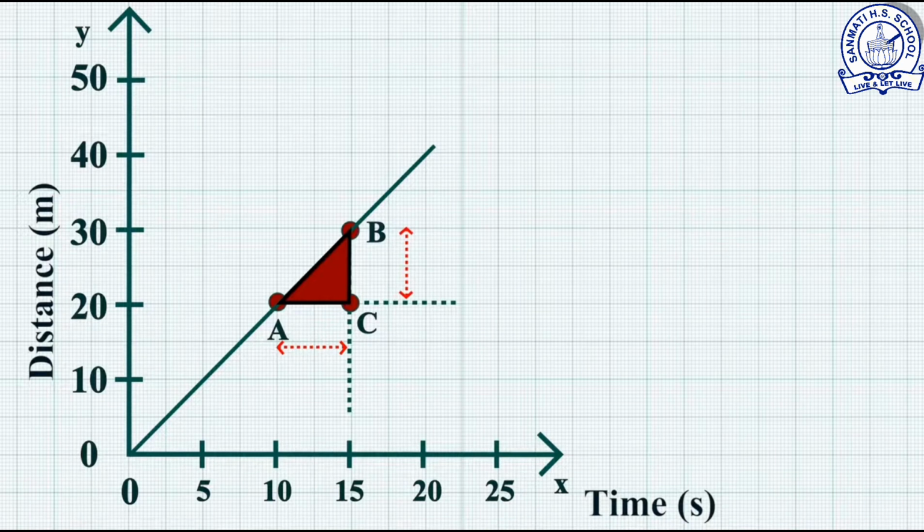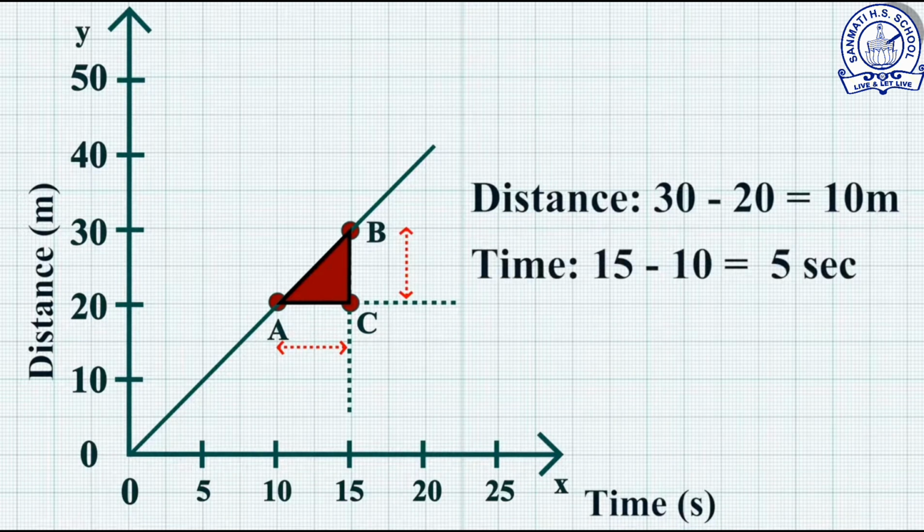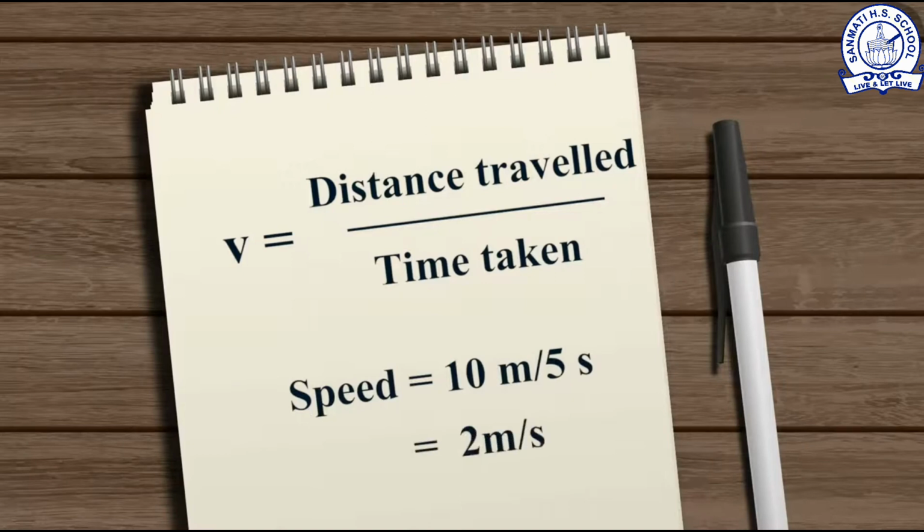We can see from the graph that as the object moves from point A to B, it covers a distance 30 minus 20 is equal to 10 meters, in time 15 minus 10 is equal to 5 seconds. The speed v of the object can be determined as v is equal to distance travelled upon time taken. Speed is equal to 10 meters upon 5 seconds is equal to 2 meters per second.